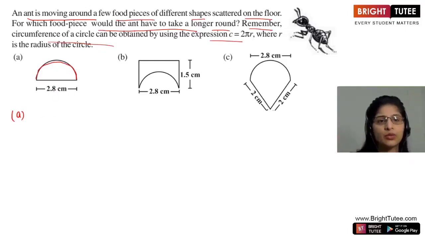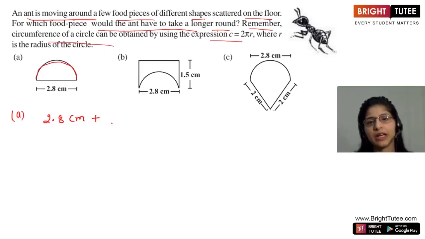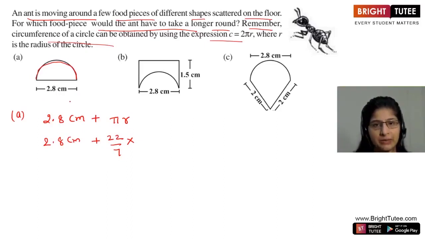So here we will do what? In 2.8 we will add the circumference of this semicircle. If 2 pi r is the circumference for the circle, then pi r is the circumference for the semicircle. So 2.8 centimeter plus pi is 22 upon 7 into r will be how much? If 2.8 is the diameter, 2.8 upon 2 is 1.4. 2 ones are 2, 2 fours are 8, so we get 1.4 as the radius.